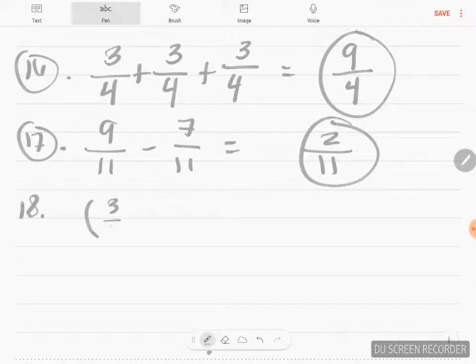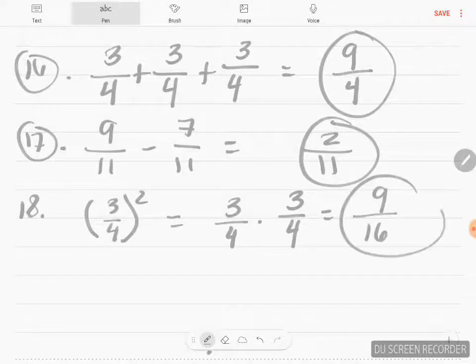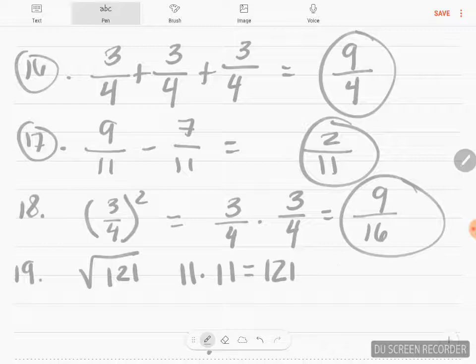18. 3/4 squared. 3/4 squared is the same thing as saying 3/4 times 3/4. So 3 times 3 is 9. 4 times 4 is 16. That's the answer. 19. The square root of 121. What two numbers, when we multiply, we get 121 that are the same numbers? That makes a perfect square. 11 times 11 equals 121. So this answer, the square root of 121, equals 11.